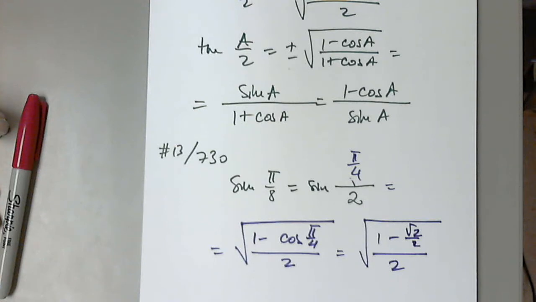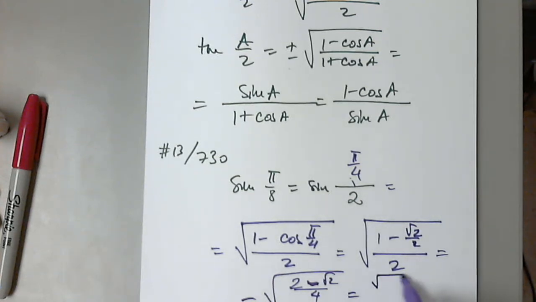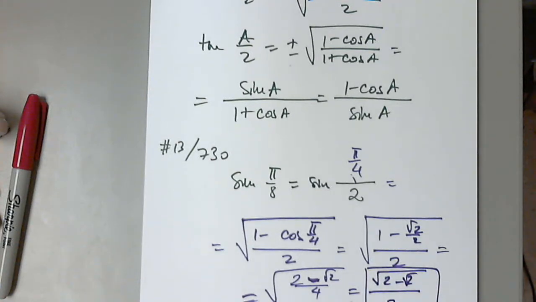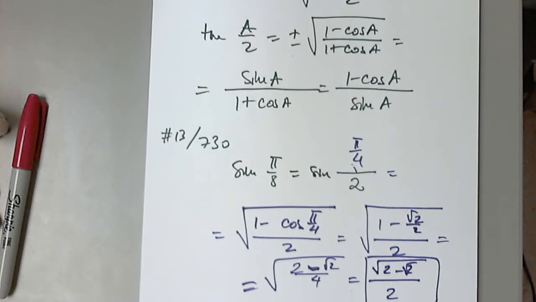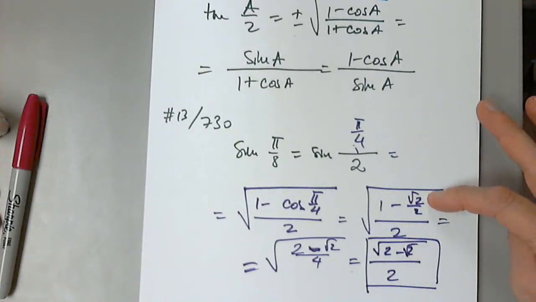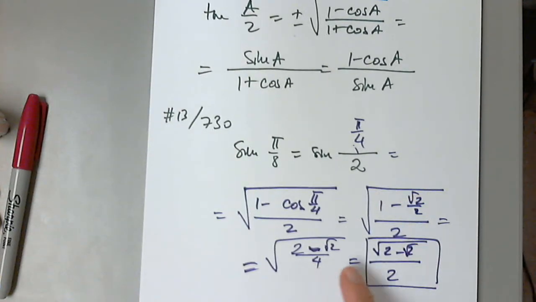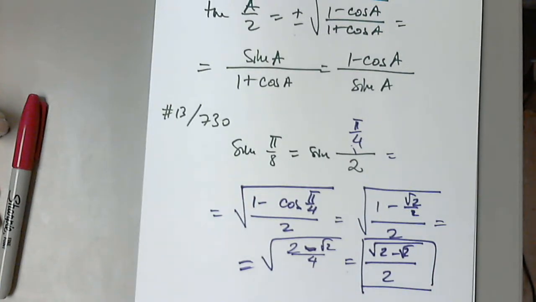I will find the least common denominator in the numerator. So this will be 2 minus the square root of 2 over 4. And that will be the square root of 2 minus the square root of 2 divided by 2. And this is exact. So it was 2 minus the square root of 2, and 2 times 2 was 4. I could not take the square root from the numerator, but I was able to take the square root from the denominator.